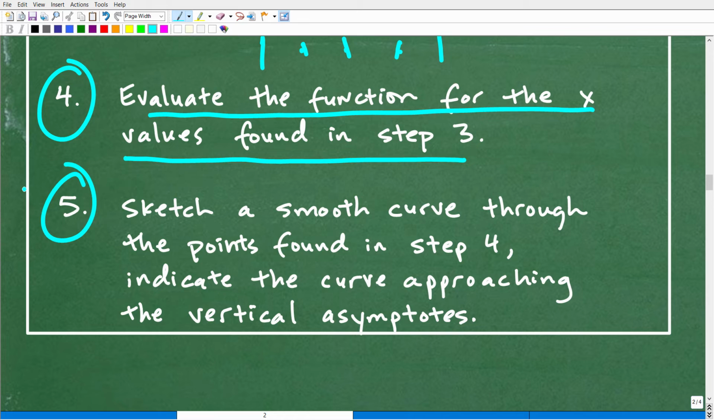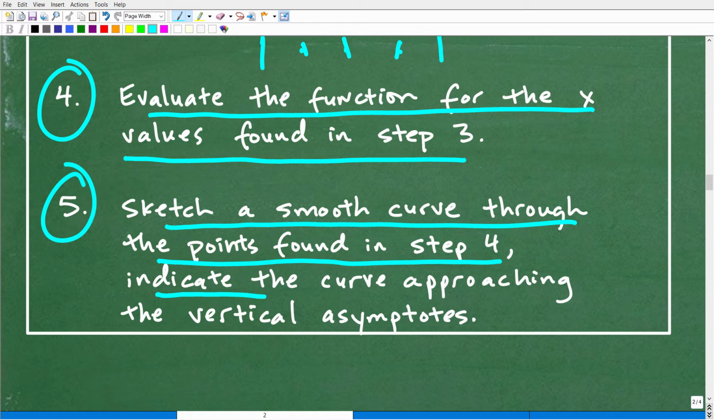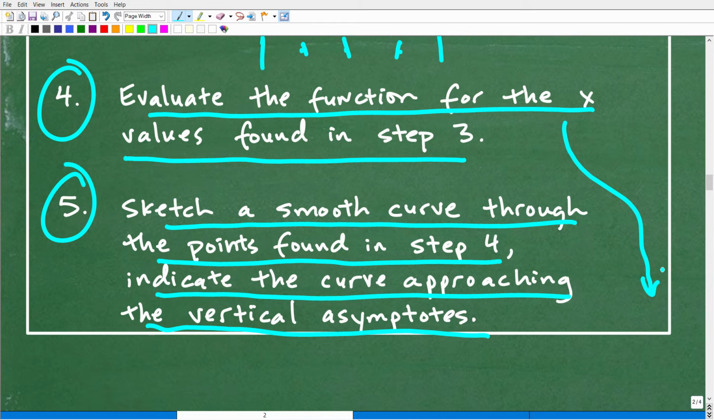Okay, so step number 5, what we're going to do is sketch a smooth curve through the points found in step 4. And then we're going to indicate the curve is approaching the vertical asymptote. So your teacher wants to see that you understand the behavior of a graph approaching an asymptote. You don't want to ever touch the asymptote when you're graphing, and you need to indicate that your graph is approaching but not touching that asymptote, showing that asymptotic behavior.